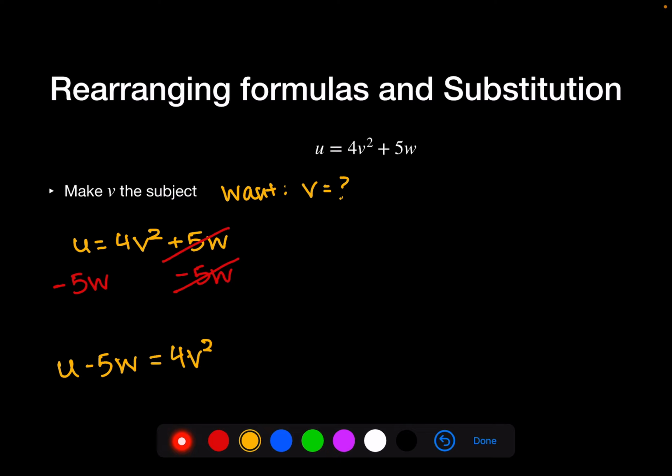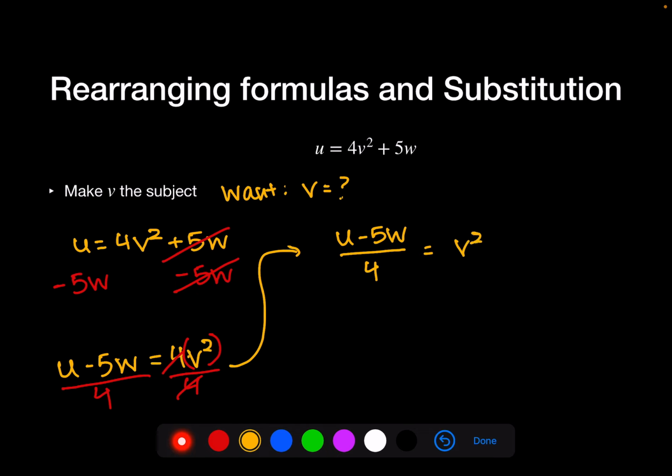Now the next thing we want to get rid of is the 4, since the v squared should be done first, so we have to get rid of the 4 first. So you can divide both sides by 4 to cancel that 4 out. Since you're multiplying by 4 and then dividing by 4, on the right hand side this 4 cancels out. So that leaves you with u minus 5w on 4, and that's equal to v squared.